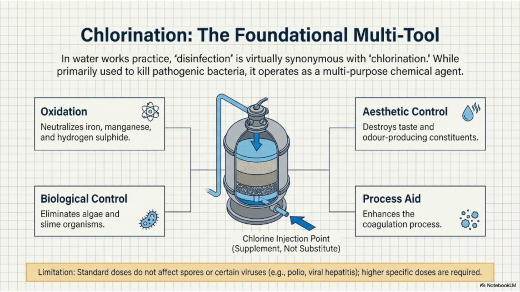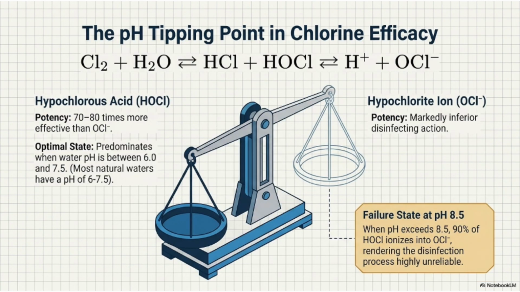However, it is important to remember that standard doses of chlorine do not affect spores or certain viruses such as polio or viral hepatitis, and higher specific doses are required for these. An important concept to understand is the pH tipping point in chlorine efficacy. When chlorine gas dissolves in water, it forms hypochlorous acid and hypochlorite ion.